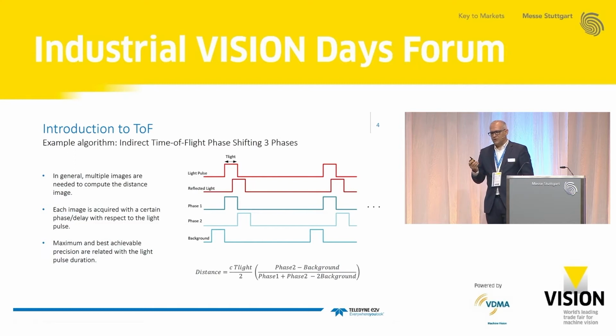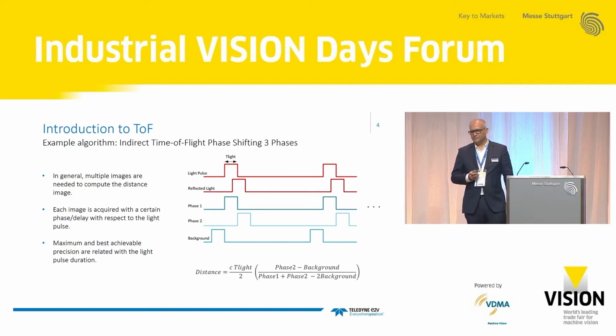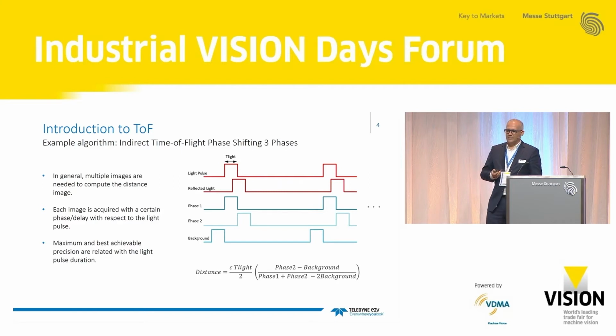So, a quick introduction. In indirect time-of-flight, normally you need more than one image to compute a 3D image. I'm showing here an example of a three-phase shifting algorithm, where you have two first phases synchronized with the light with a 90-degree phase shift, and you use the ratio between the charge accumulated in both images to estimate the phase and thus the distance, and then use a third one to remove the background.